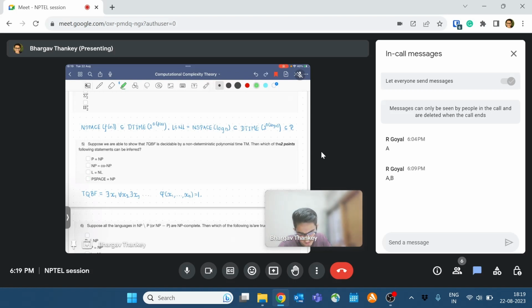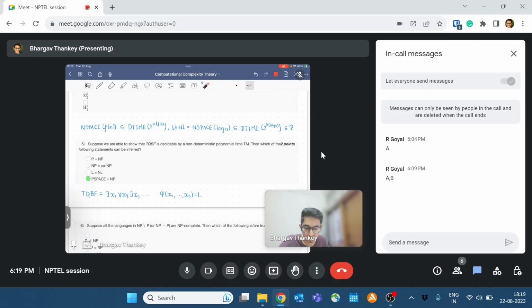And if PSPACE is equal to NP is true, then L is equal to NL is more or less the same irrespective of this argument. I think we discussed this last time as well, right? L is DSPACE(log n), and NL is NSPACE(log n). If L were DSPACE(log squared n), then this would be true. Otherwise, this is not true.